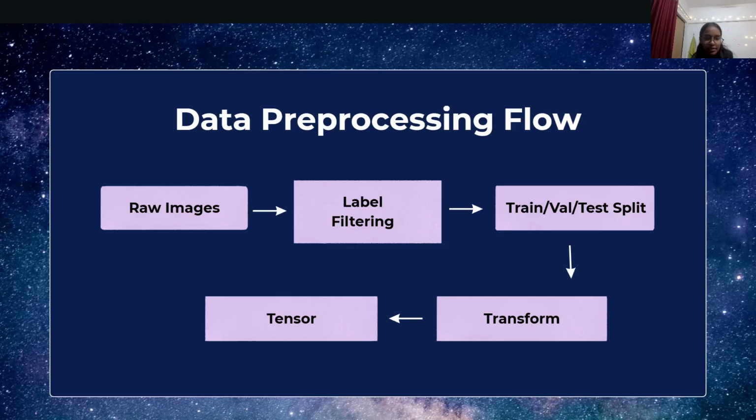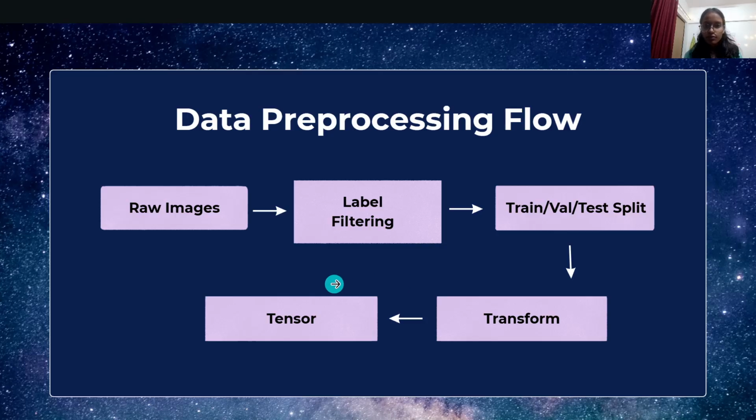generalization. And then tensor. Finally, we converted the pre-processed images into TensorFlow tensors using the image dataset from directory utility. This function automatically reads images from folders, infers their class labels, batches them efficiently, and prepares them for GPU acceleration. Together, these steps, load, label, split, transform, and tensor, create a clean, balanced, and ready-to-train dataset for our tuning, fine tuning, and LoRA based models.